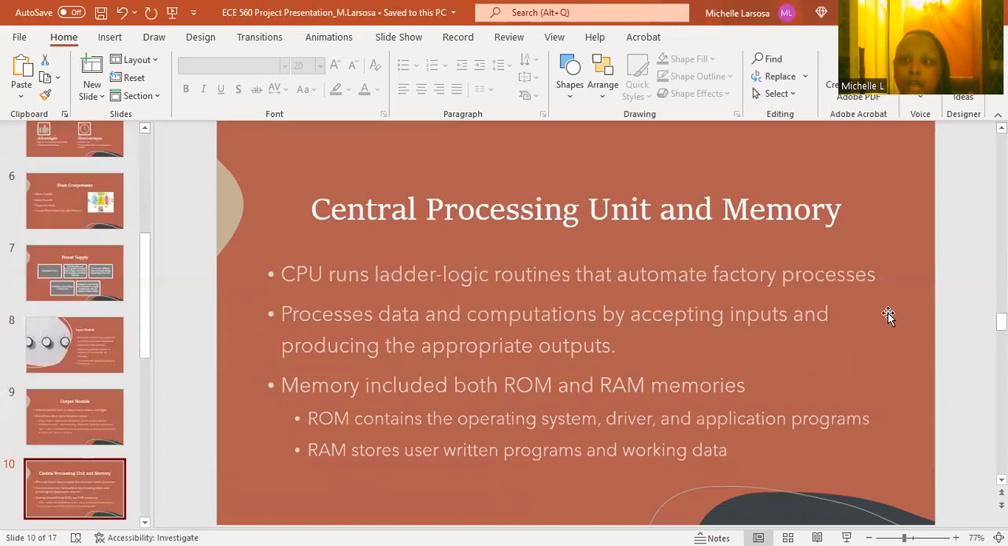So for example, for the engineers that are monitoring a system that's running in the factory, the engineers may have to make adjustments to the programs depending on how that particular line or cell is being run. If there are adjustments that need to be done for the sake of efficiency in the plant, the engineers may have to make adjustments to the programming logic, and those adjustments are stored in the RAM memory.